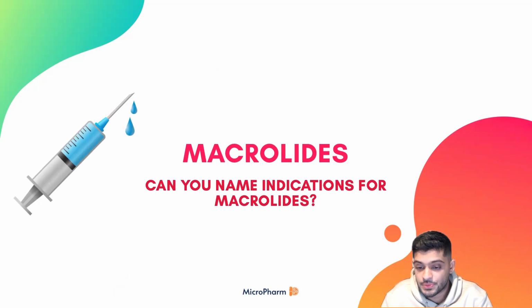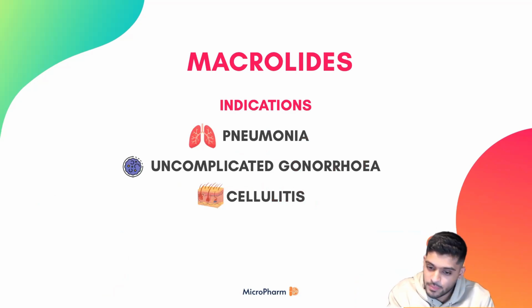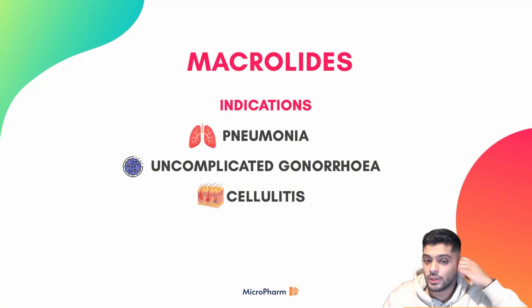Yes, so they can be used for respiratory tract infections, exacerbations of COPD, quite often as a second line to penicillin. So examples include pneumonia. Some of your less common, more atypical examples that are important to know can be used for uncomplicated cases of gonorrhea. They may be used for cases of cellulitis when you cannot use a penicillin.